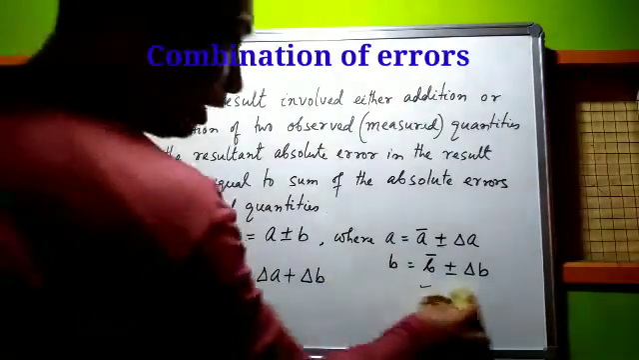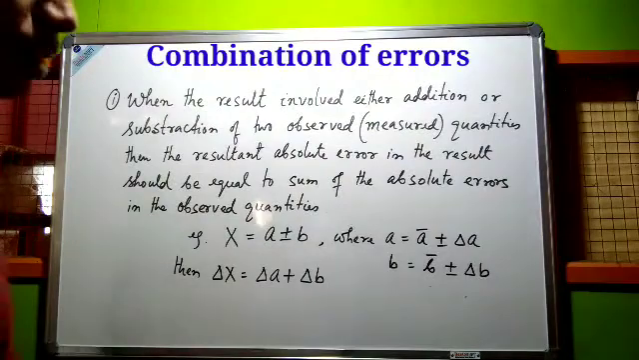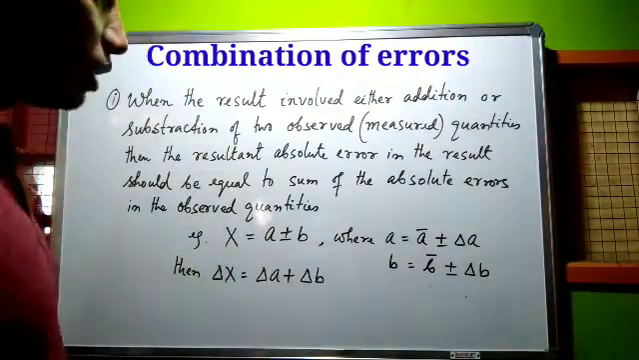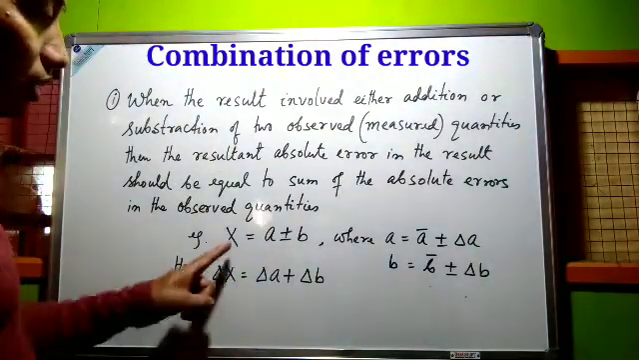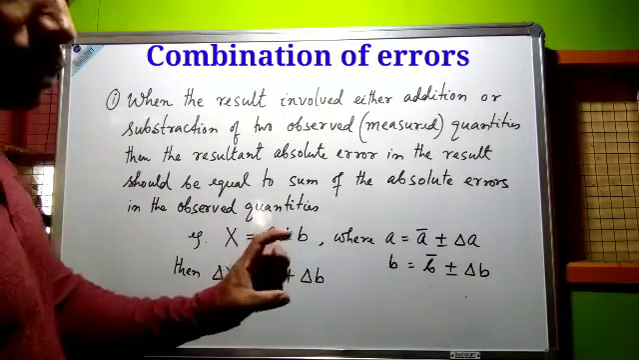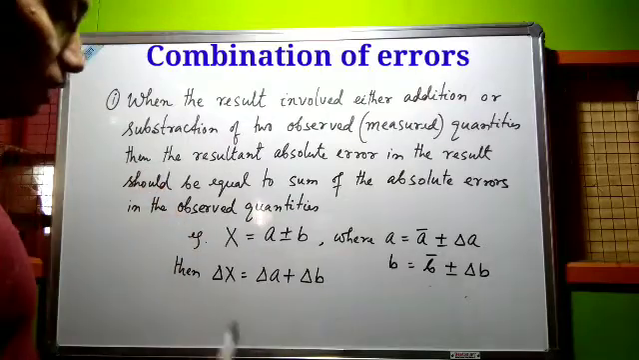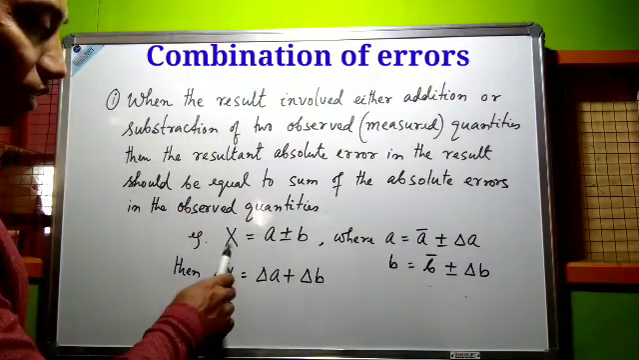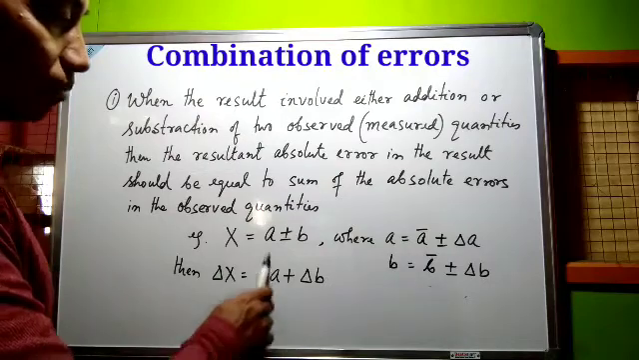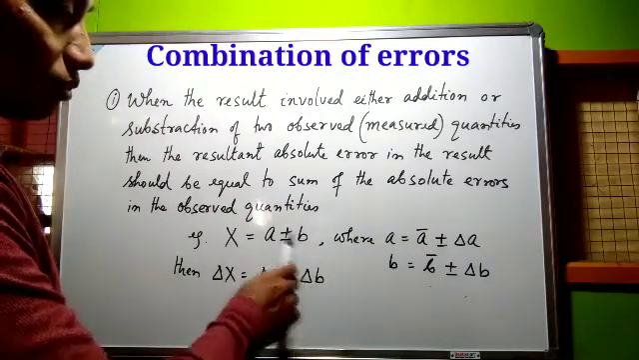That is, delta x represents absolute error in x, delta a represents absolute error in a, and delta b represents absolute error in b.